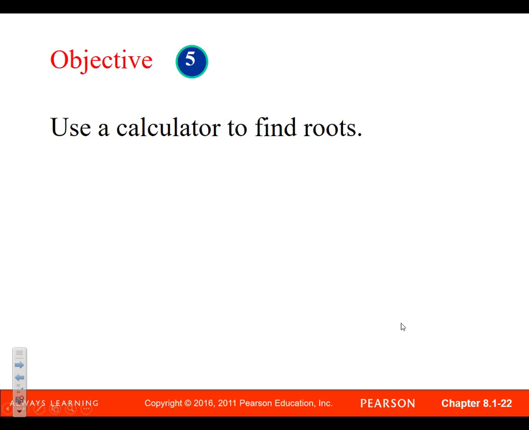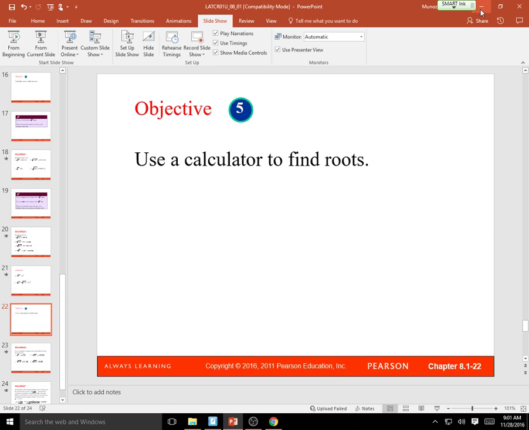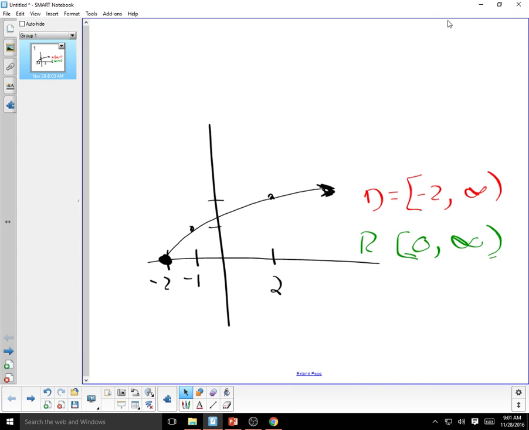Okay, calculator. Let me end this real quick. I'll show you guys on the calculator how to do that. Minimize this.